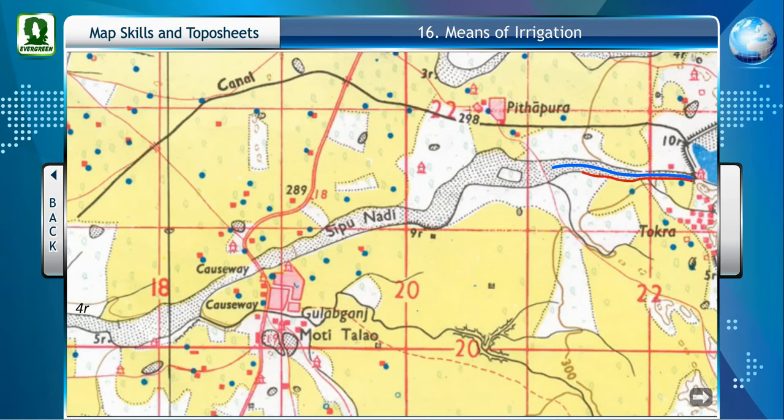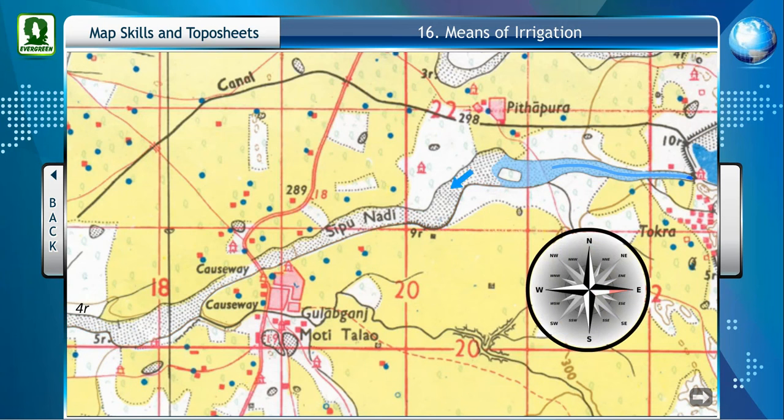By following the path of the river, you can observe figures like 9R, 5R, 4R, etc., written along its banks, indicating that it flows from east to west. Besides, this river is perennial, as shown with blue color line.